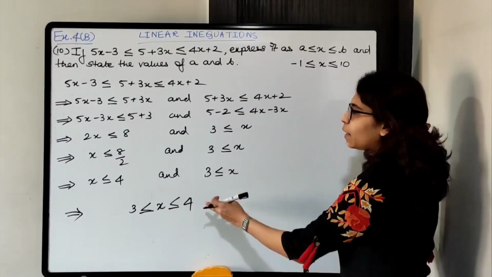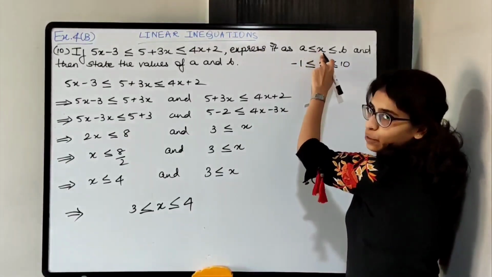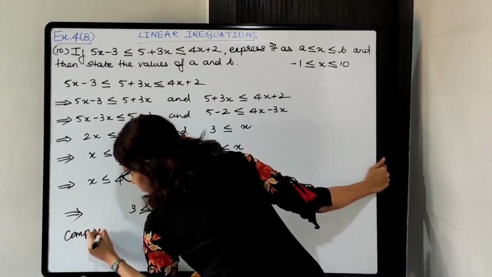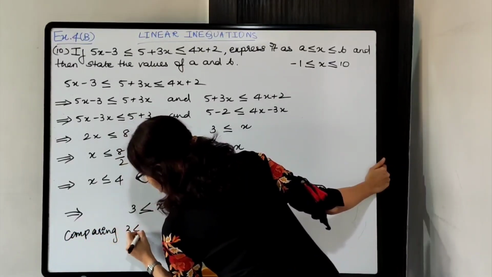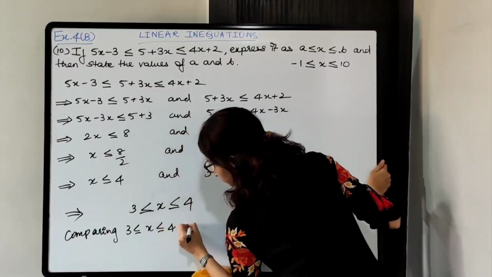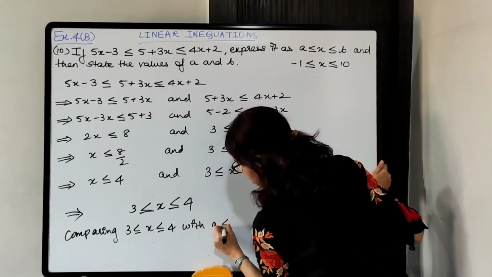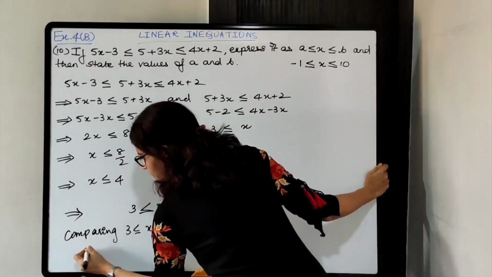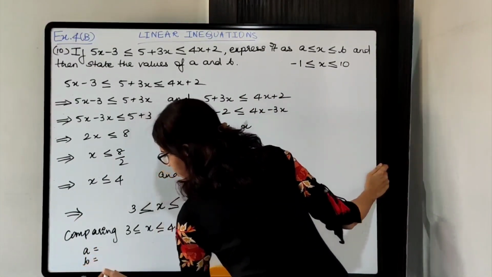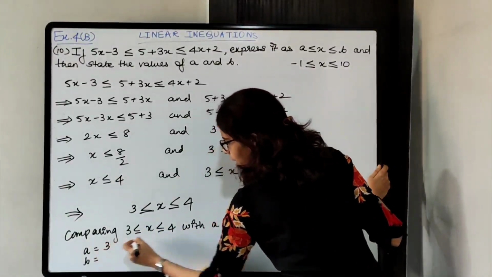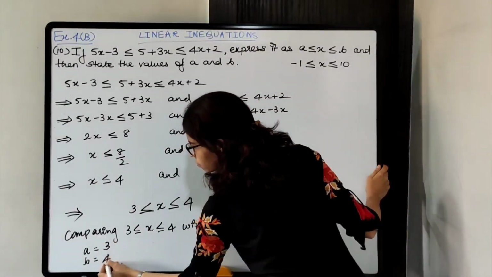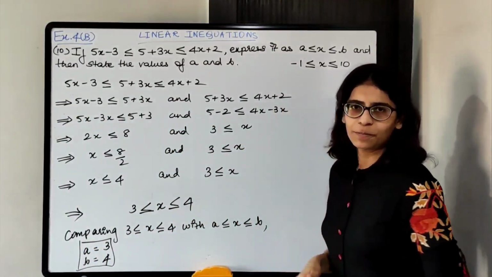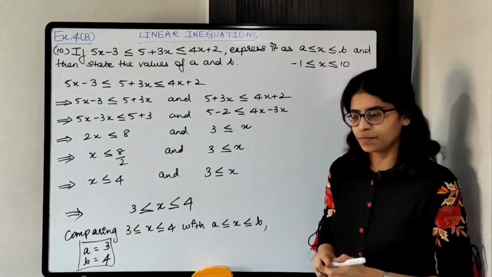We'll compare this with a less than or equal to x less than or equal to b. So comparing 3 less than or equal to x less than or equal to 4 with a less than or equal to x less than or equal to b, what is the value of a and b? a will be equal to 3 and b will be equal to 4. So box this. This is the final answer.